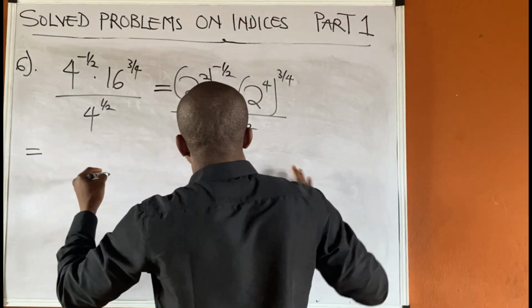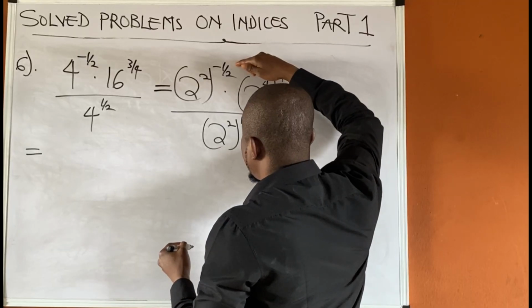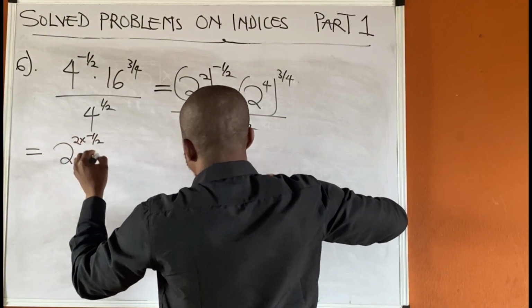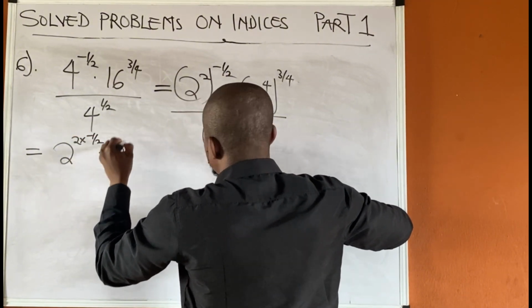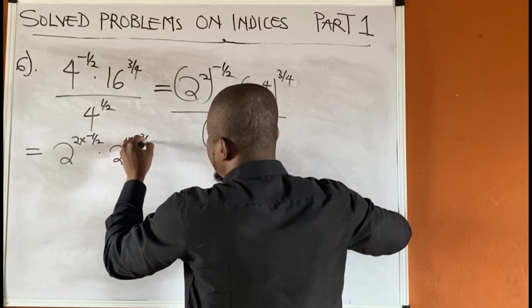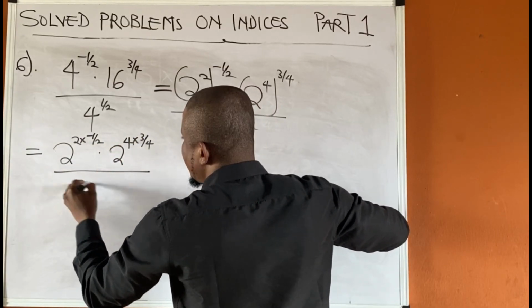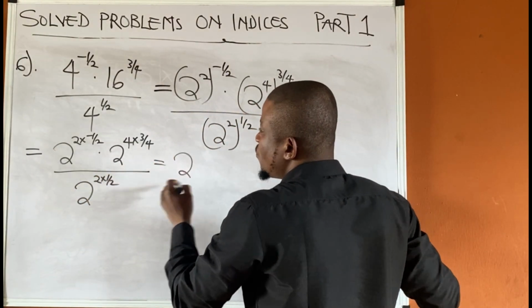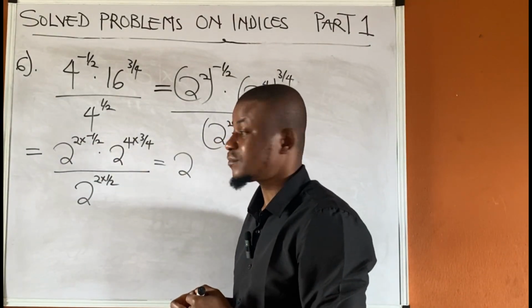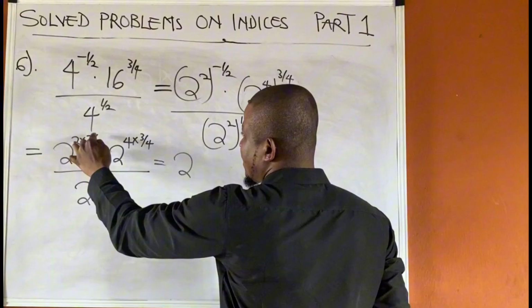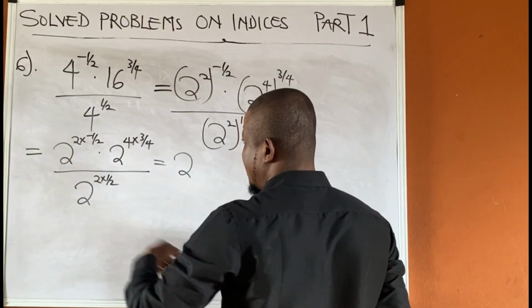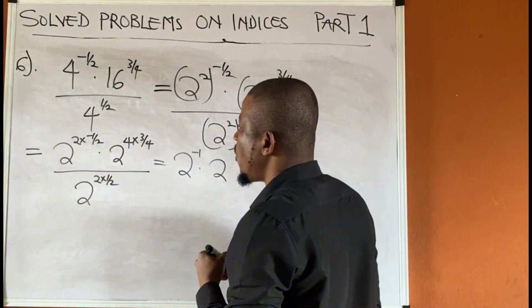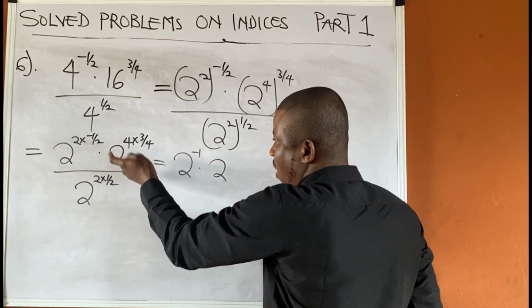Okay, let's continue here. Now this multiplies this, the power law of indices. So this is 2 raised to power 2 times negative 1 upon 2, times 2 raised to power 4 times 3 over 4, divided by 2 to power 2 times 1 over 2. So this gives us 2 to power 2 times negative half is negative 1, right? Because 2 times negative 1 is negative 2, divided by 2, negative 1. So this is negative 1, and this is 2 to power 4 times 3 over 4. 4 divided by 4 is 1, times 3.